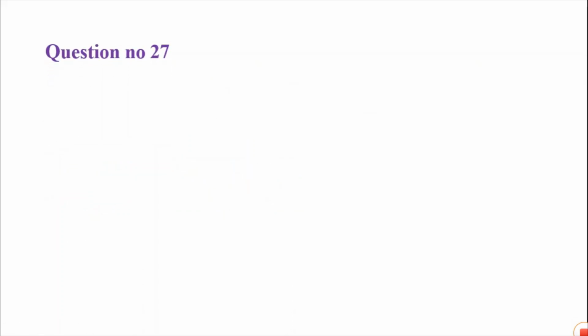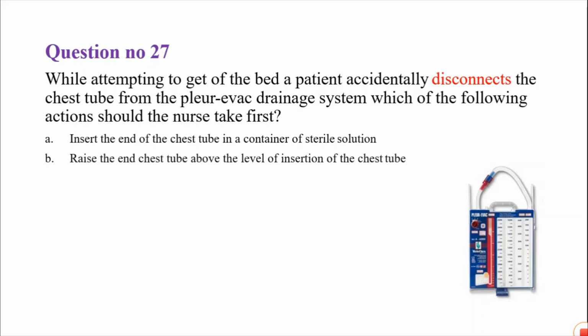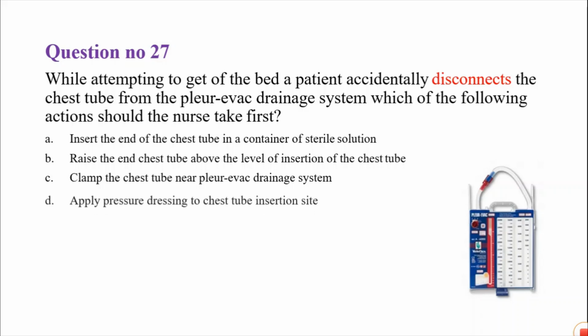Question number 27. While attempting to get off the bed, a patient accidentally disconnects the chest tube from the pleurovac drainage system. Which of the following actions should the nurse take first? The options are: number A, insert the end of the chest tube in a container of sterile solution. Number B, raise the end of chest tube above the level of insertion of the chest tube. Number C, clamp the chest tube near pleurovac drainage system. Number D, apply pressure dressing to chest tube insertion site.